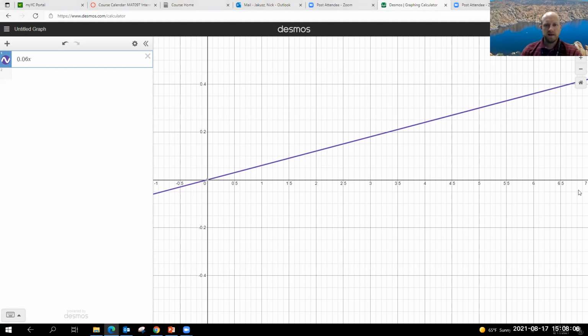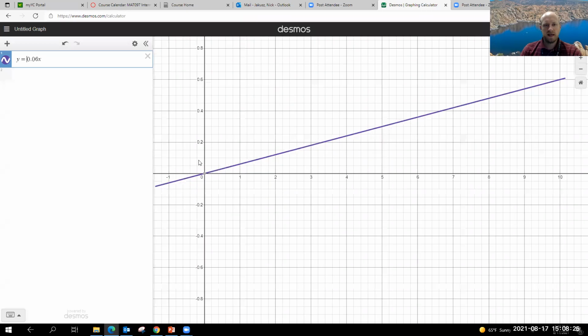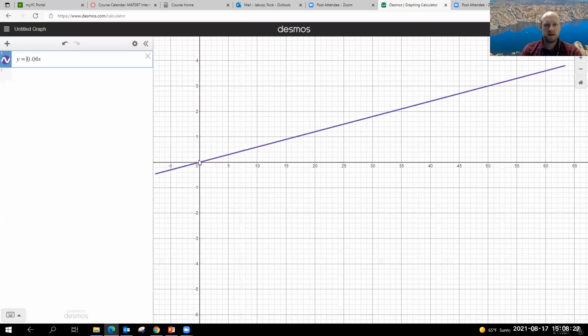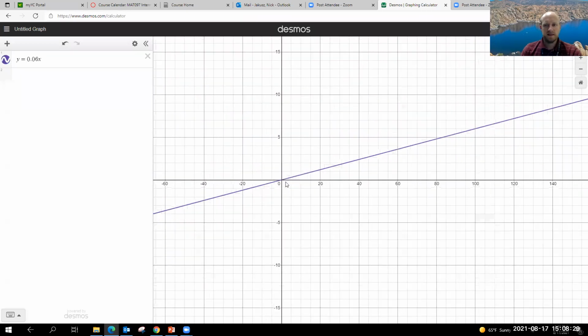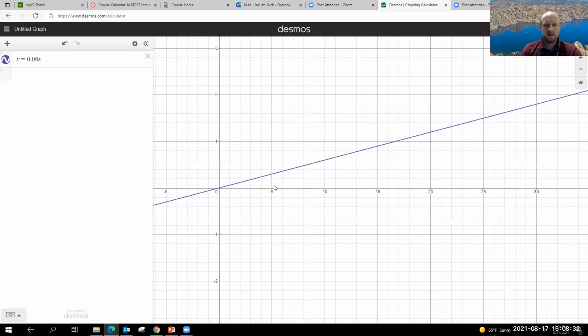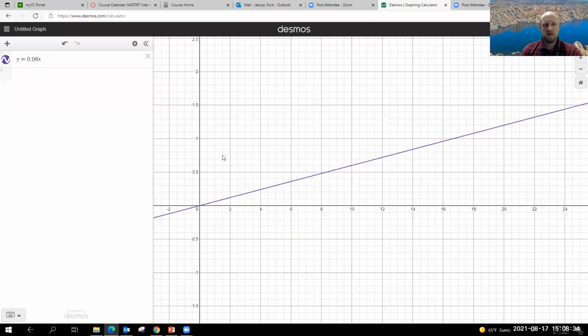There we go. Okay. So what I did here is I graphed this function. All you have to do is put y equals 0.06x, or you could just have 0.06x. Doesn't really matter. But the cool thing about Desmos is that you can zoom in to change the window or whatever. So all you have to do is just type in whatever graph you want.